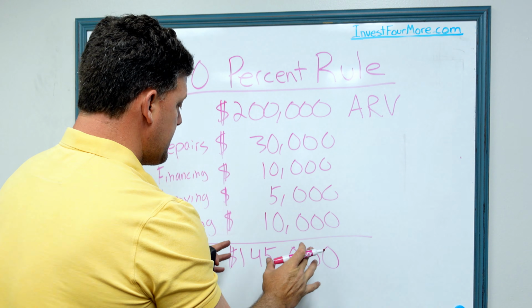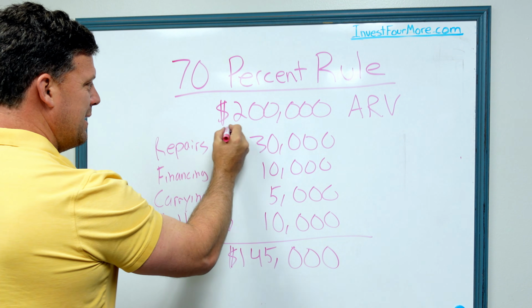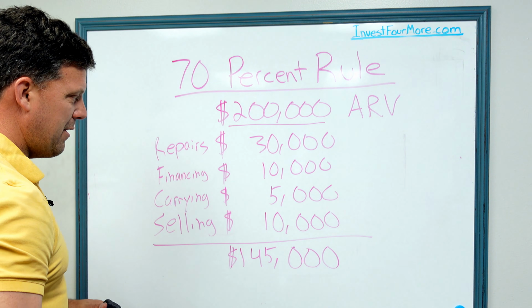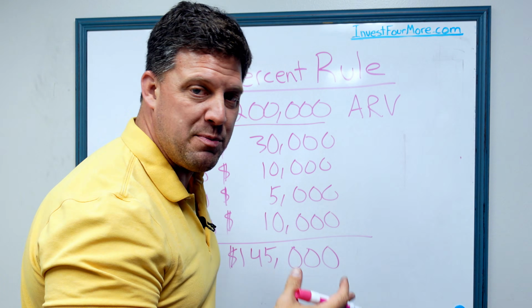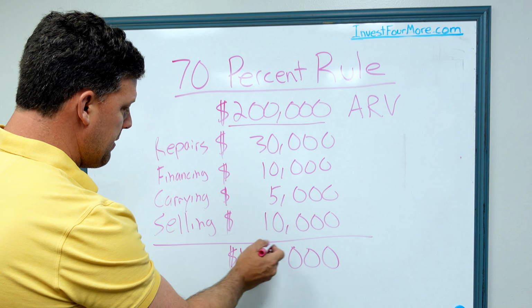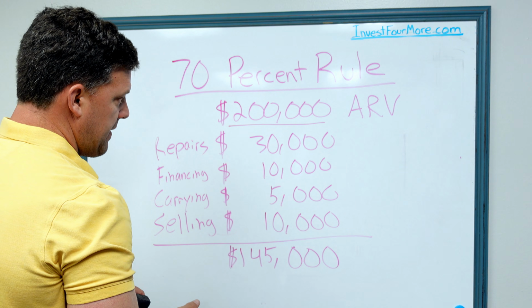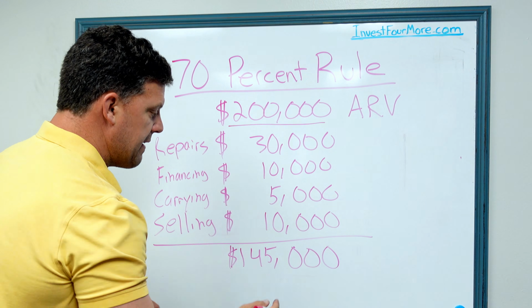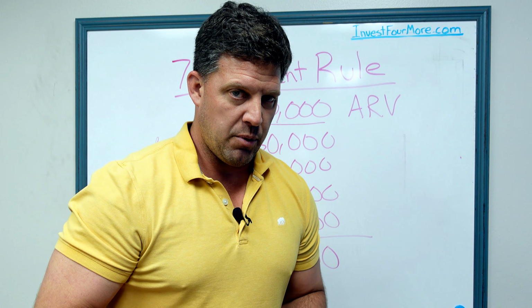And you take these numbers and subtract them from your ARV, sort of like what we did before, but we're actually writing out the numbers because they're all going to be so different, even on each deal. And we come up to, these add up to $55,000. $145,000 is your break-even point.